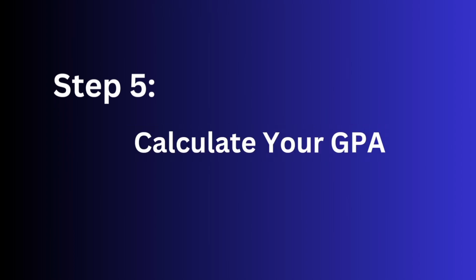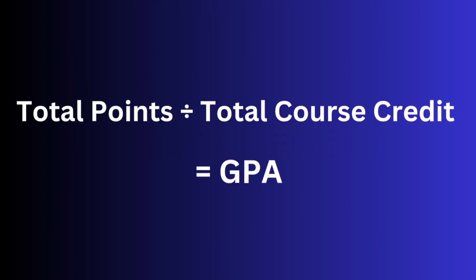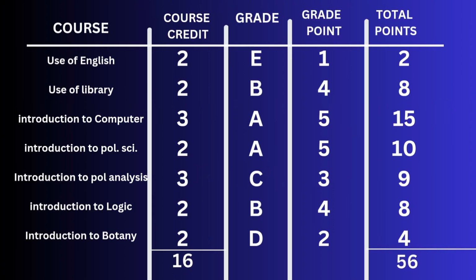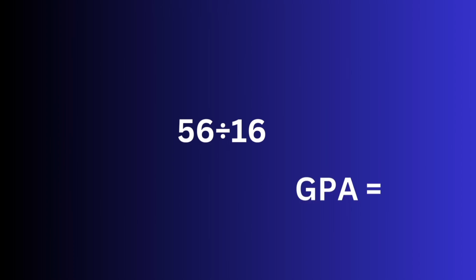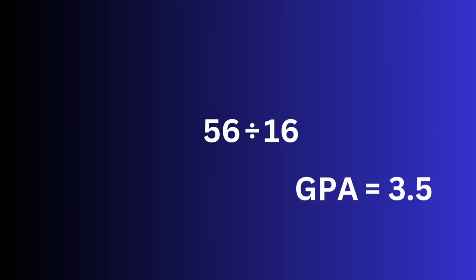We move over to the next step, which is the final step, step 5, calculate your GPA. To calculate your GPA, we're going to divide our total grade points by our total course credits. So we divide the total grade points, which is 56, by the total credits, which is 16. Based on division, 56 divided by 16 gives us a GPA of 3.5. So that means for this semester, my GPA is 3.5.